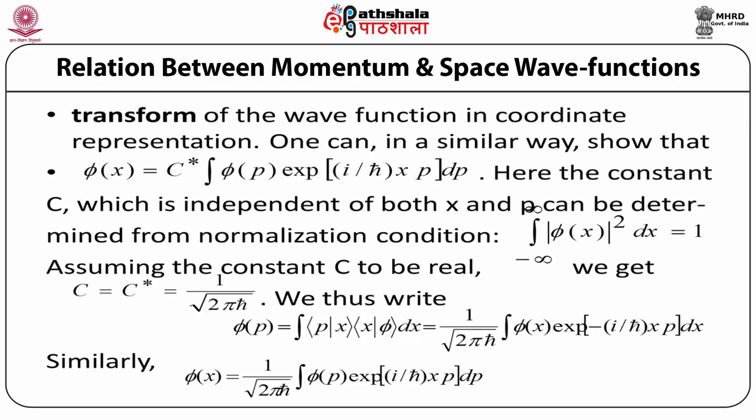φ(x) is equal to 1 upon under the root 2πħ integration over dp φ(p) exponential to the power i/ħ xp. So in this manner we can see that the wave function in momentum space is simply the Fourier transform of the wave function in coordinate representation and vice versa.